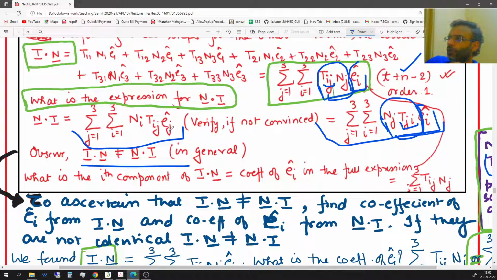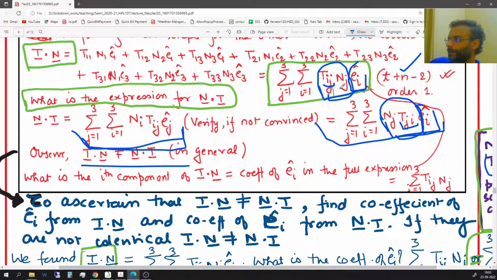Now I actually want to compare n dot T and T dot n. So for n dot T, I have this expression. For T dot n, I have this expression, and I want to see whether they are equal or not. How do I compare them? Now, the way to compare them is to actually focus on, say, the coefficient of ei in both of them.